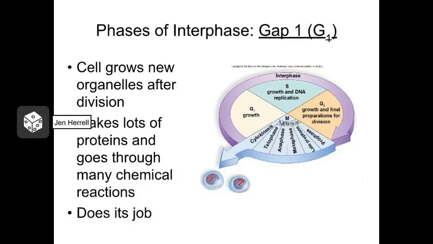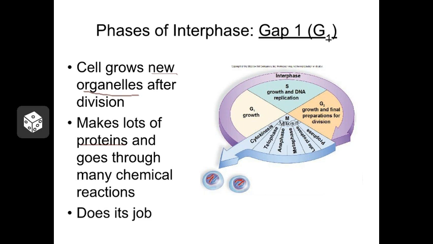Interphase can be divided into three smaller phases. The first of these is known as G1 or gap 1. Now, gap 1 begins at the end of division. So at this point, the cell is going to recover from division. That probably means it's going to need to grow some new organelles that weren't divided up properly, make a lot of new proteins, and kind of increase in size as well, and kind of recover from that process.